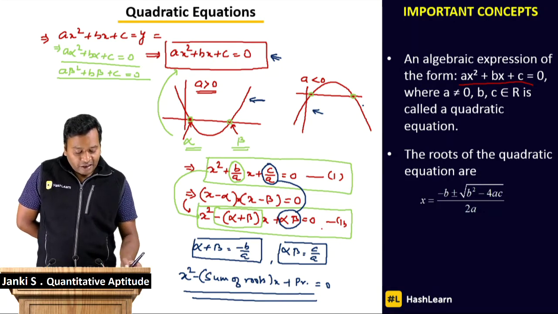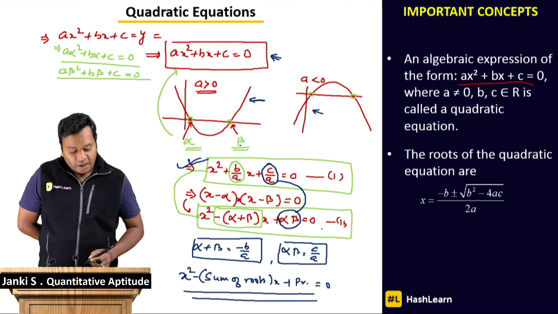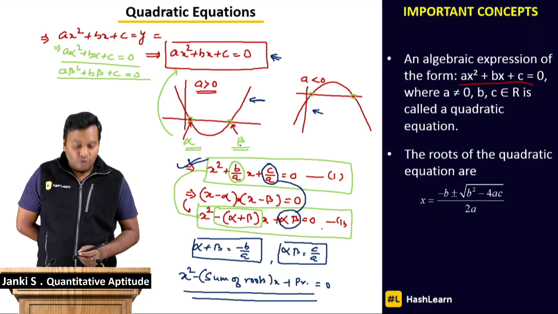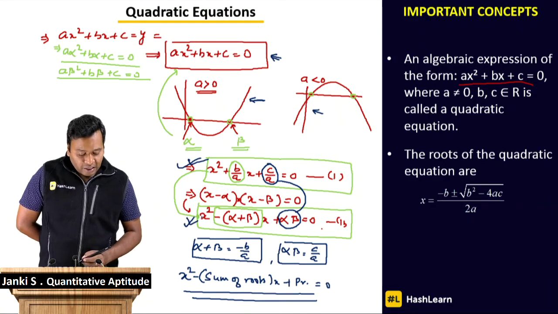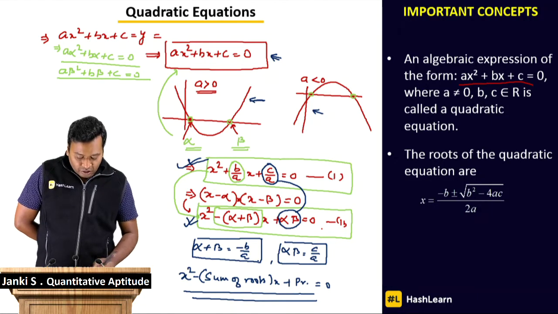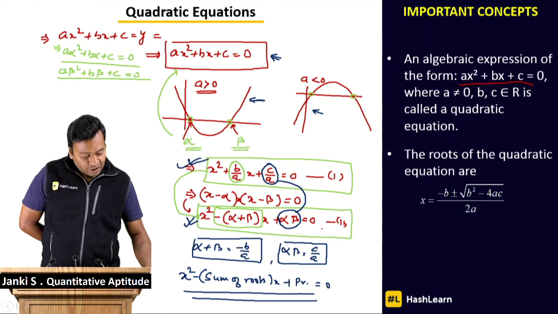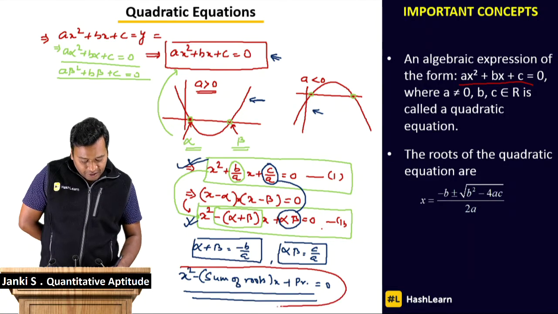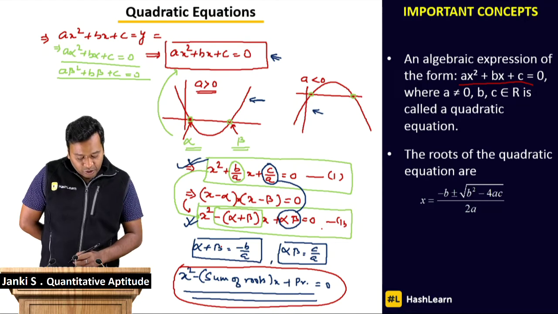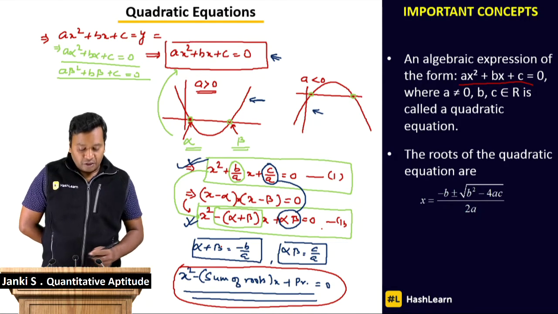Further, if I simplify the values, I'll get x square plus b by a x plus c by a is equal to 0, which can also be written as x square minus (alpha plus beta) x plus alpha into beta should be equal to 0, right? So summation of the roots is nothing but minus b by a, and the product of the roots is nothing but c by a, right? This is the basic variance you have to keep in mind. So my main format is nothing but x square minus summation of the roots into x plus product of the roots, right? So this is the basic format.